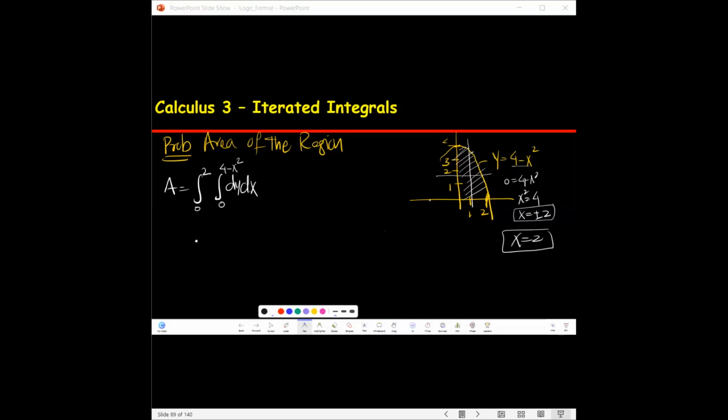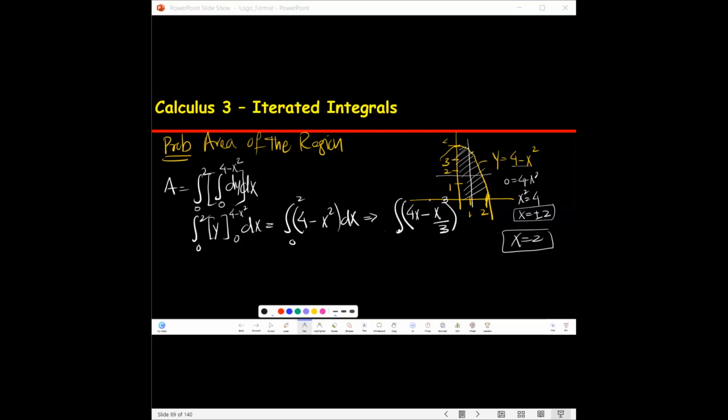Here I'm going to be writing 0 to 2 and solving the inner parentheses. So it's going to be y from 0 to 4 minus x squared, dx, which gives 4 minus x squared dx. Let's integrate this one. 4x minus x cubed over 3.